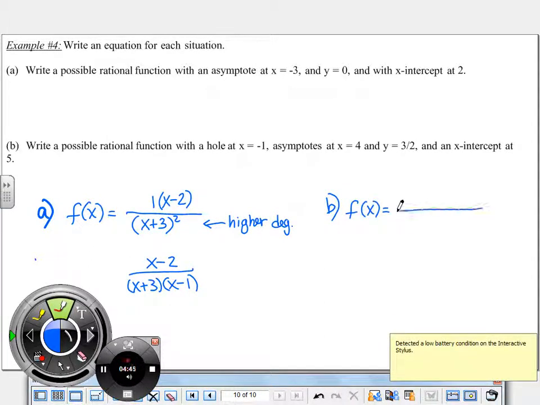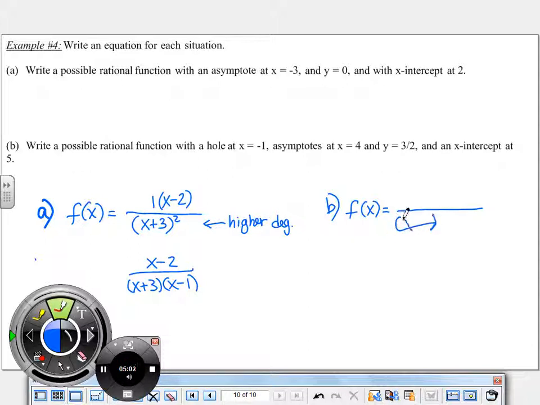Okay. So he's saying one of the factors of the denominator needs to cancel out. Why do you guys think he's saying that? There's a hole, okay? Now, the hole is specifically at x equals negative 1. So what does the factor look like that needs to get canceled out of the denominator? Yeah, x plus 1. It's getting canceled out. See?